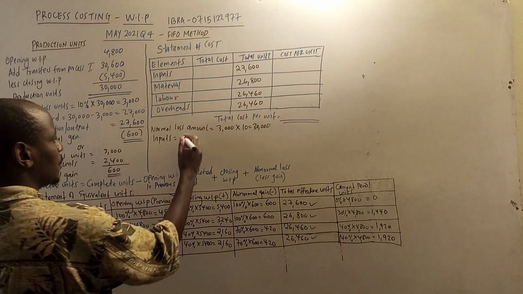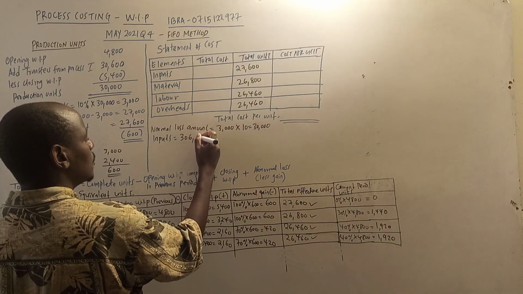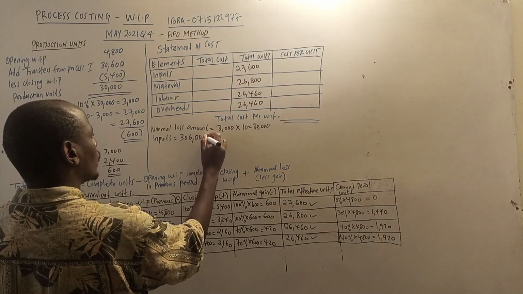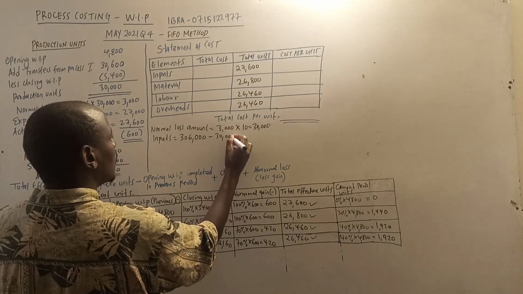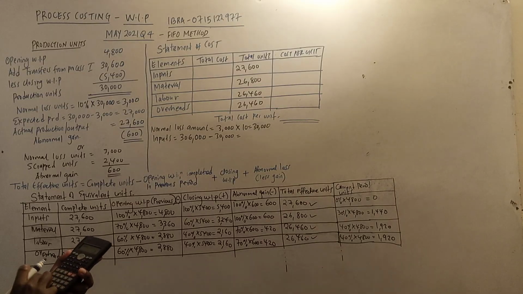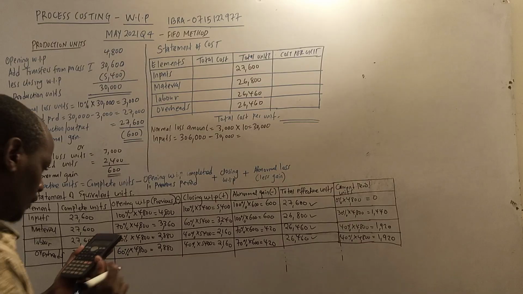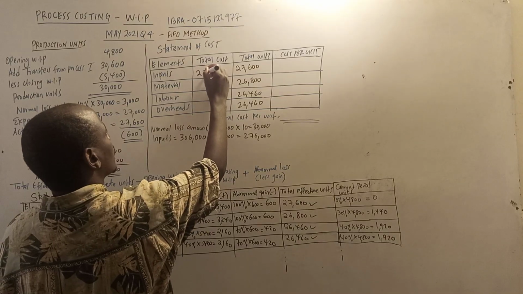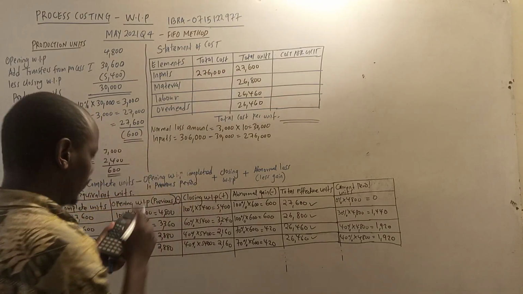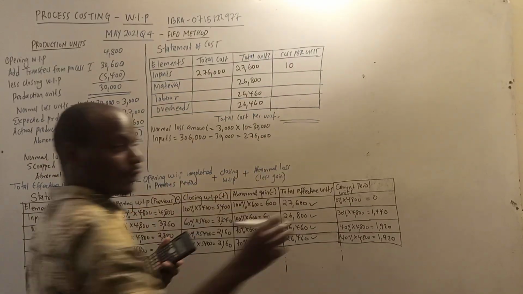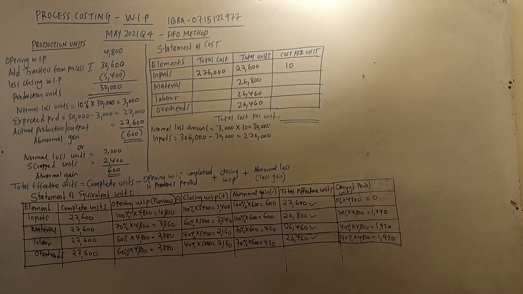306,000. So you pick 306,000. But don't forget to less the normal loss. So 306,000 minus 30,000 is 276,000. So that will be 276,000 divided by 27,600, which is 10. So the process is a bit different from the average cost method. Let's go to material.